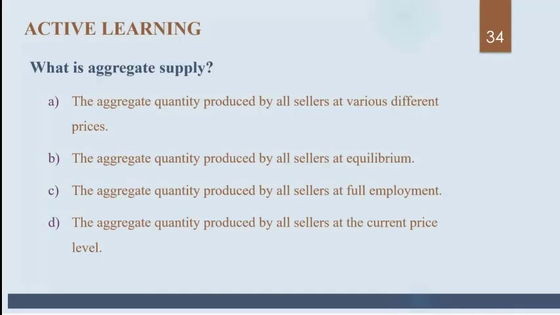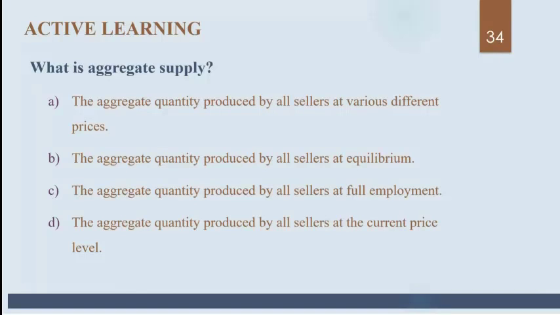And then C, it's the aggregate quantity produced by all sellers at full employment. Well, that's not. It's just at different price levels what would be produced. And only one of those points on the supply curve would correspond to full employment, and that would actually be the point where potential output is.